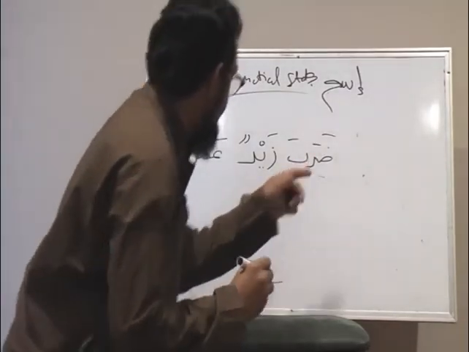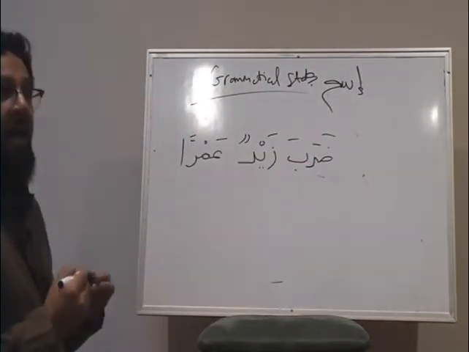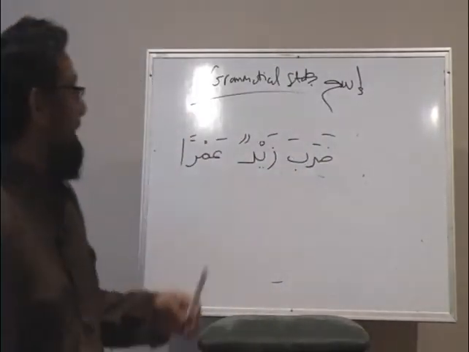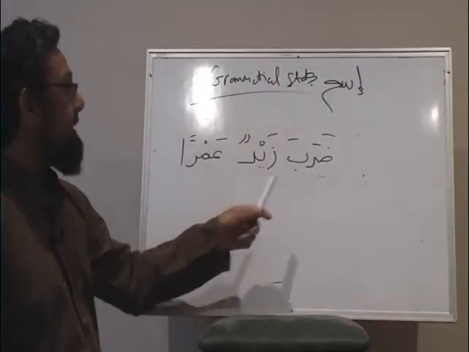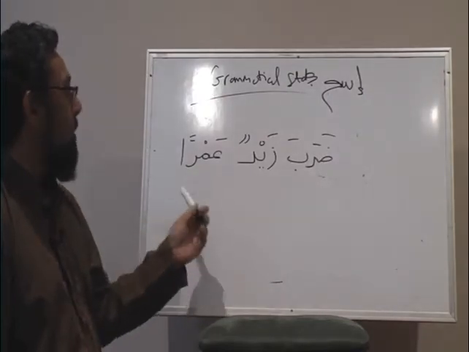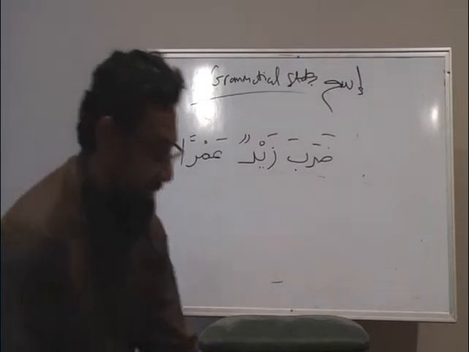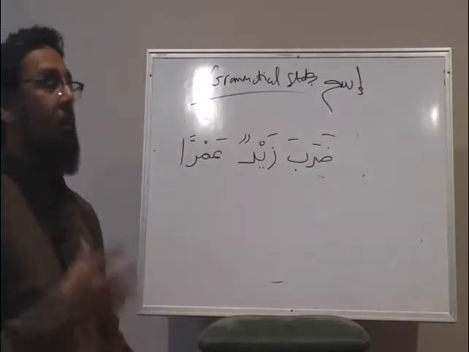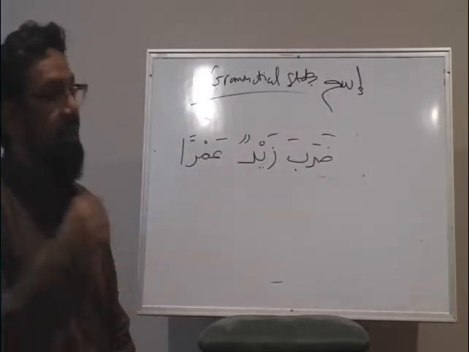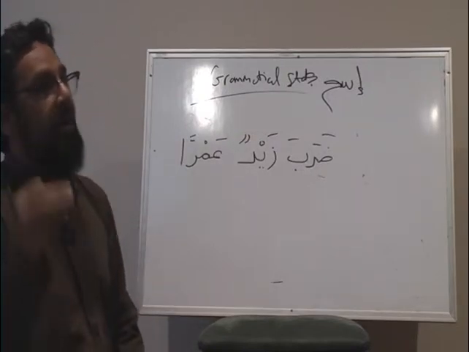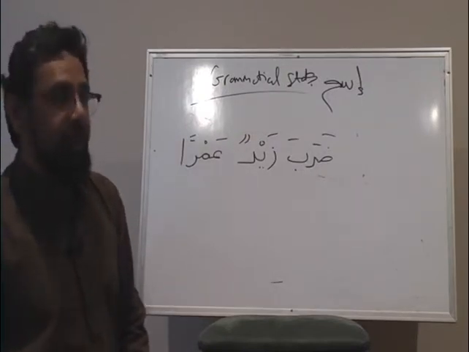Yeah. So here we had daraba Zaydun Amran, and we understood that the beauty of the Arabic language is that you can mix this around. You could say Zaydun daraba Amran, or you could say Amran daraba Zaydun. And we understood that, in English, you can't do that. You always have to have the subject first. You have to say Zayd, then you have to have the verb, hit, and then Amr always has to be at the end, an object, yeah?